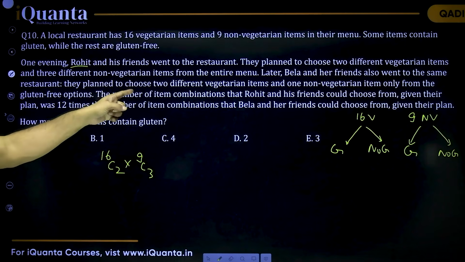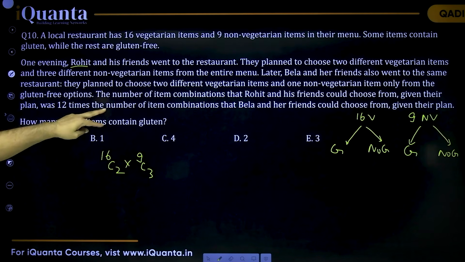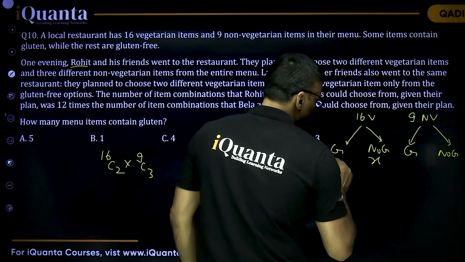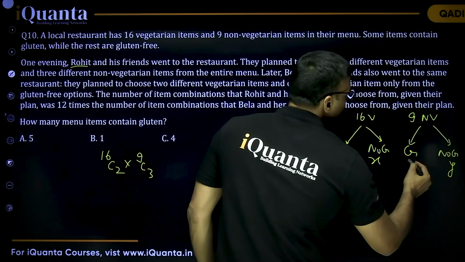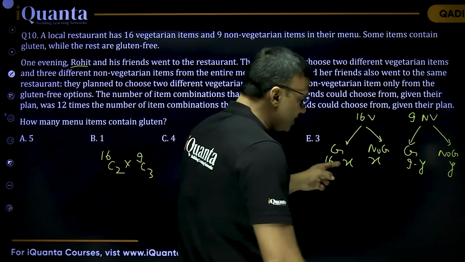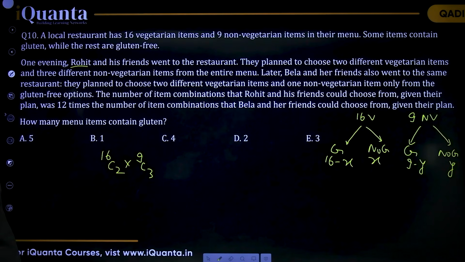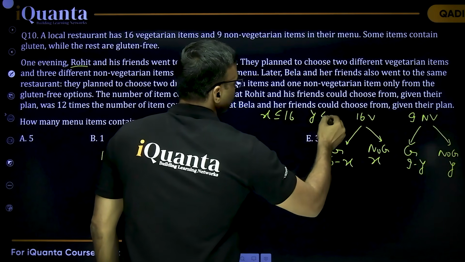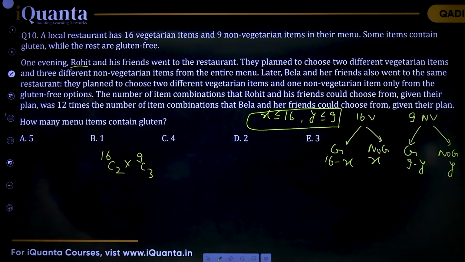They plan to choose 2 different vegetarian items and 1 non-vegetarian item only from the gluten-free option, that is no gluten. So if I assume no gluten here is x, then this should be 16 minus x. And no gluten here is y, then this should be 9 minus y. So that means x has to be less than or equal to 16, and y has to be less than or equal to 9. Let it be there.